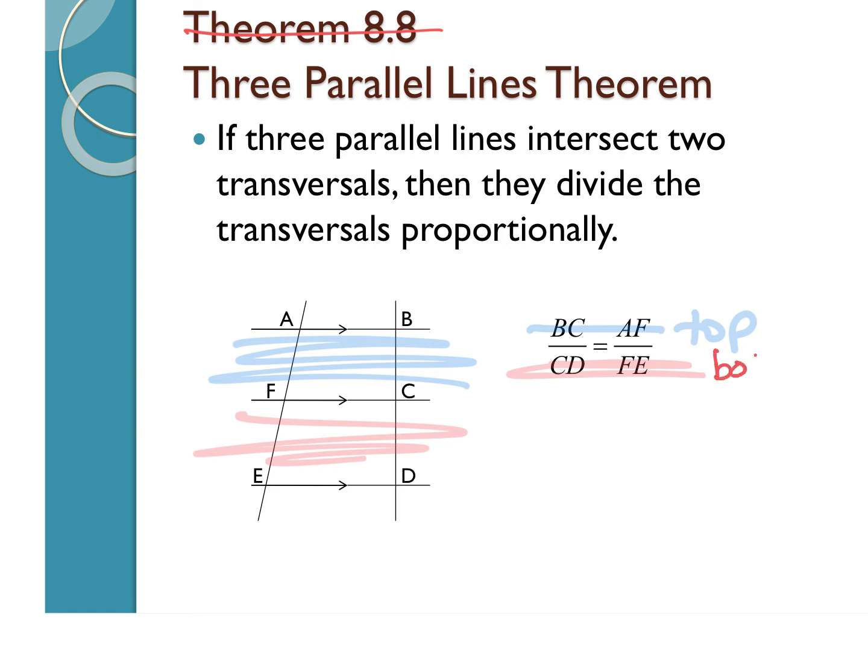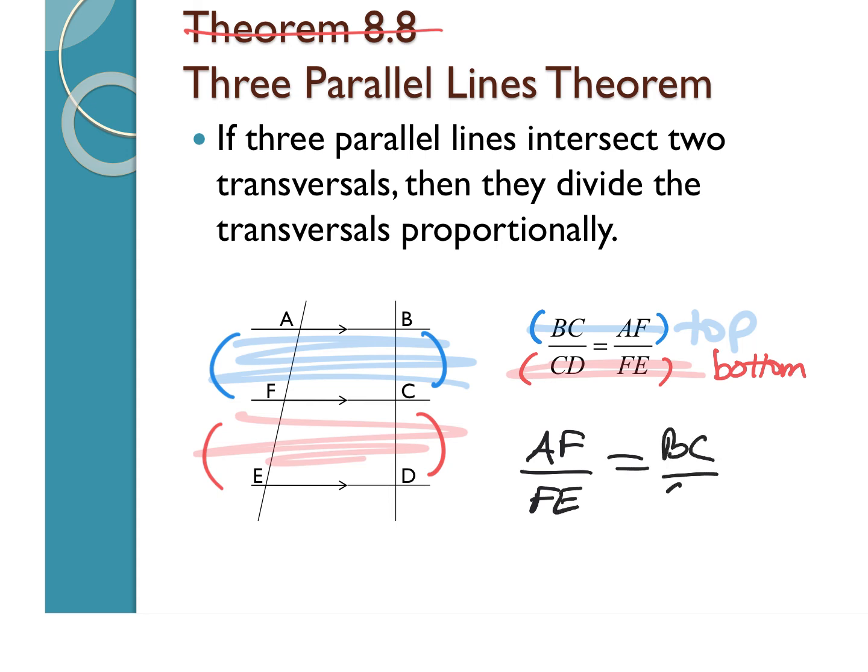So again, we can do the same thing we just did when the figure was a triangle. We can still do top over bottom. So notice this is BC, this one here, over its bottom, and then over here, this top, AF, over its bottom, FE. Now again, if you'd rather set it up as the left side, the AF over FE, and then the right side, you're still multiplying the same thing. You're still doing the same cross products.